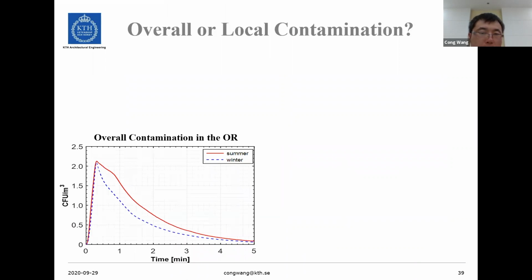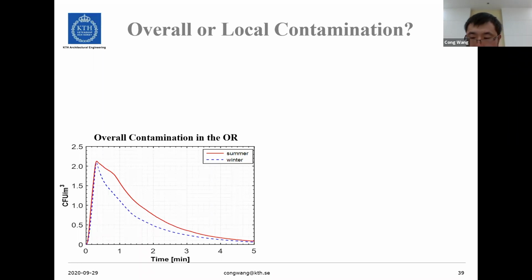Now we look at the overall contamination in the operating room under the two thermal conditions. We can see that under both conditions, both summer and winter, the maximum overall contamination in the operating room is very similar. It's about a 2.1, 2.2 increase in the overall contamination. And as time goes by, the contamination level starts to decay, but they decay at a different speed. So we can see in this figure, under the summer condition, the decay is much slower than in the winter condition.